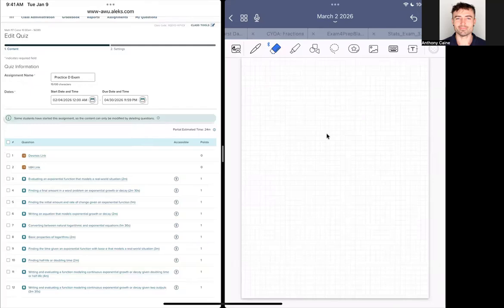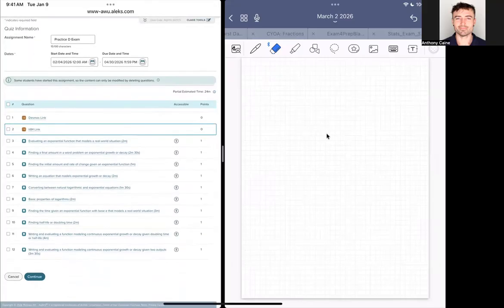Okay, let's look over the practice exam for Module D. First, let's look at the types of problems that we're going to see. We have evaluating an exponential function and finding the final amount. Then finding initial amounts and rates of change, which typically involve logarithms. Also writing exponential function models of the world, converting between natural log and exponential, and basic properties of logs.